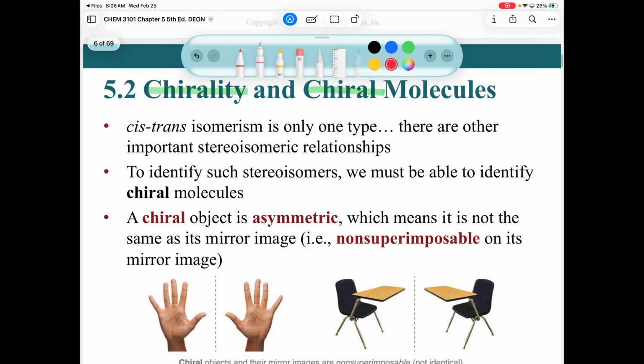So then I brought up the word chirality, and I probably let it sneak out of my mouth this morning as well, but it's pronounced chirality, not chirality. So chirality and chiral molecules, and like I told you last lecture, there are many forms of stereoisomerism. We only look at a few in this class, and cis-trans isomerism is a type. Yes, it is totally a type of stereoisomerism, but there's other types of stereoisomeric relationships. And in order for us to define what those are, we have to start with chirality and define what a chiral molecule is. And so a chiral object is something that is asymmetric.